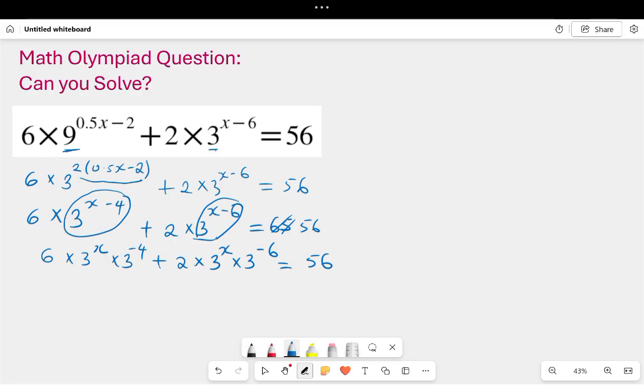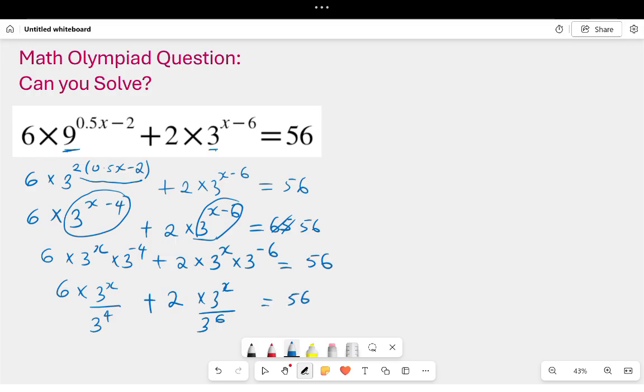All right. So this can be written as 6 times 3 to power x divided by 3 to power 4, because it's a negative power, which means it's a reciprocal, and therefore we can write 3 to power negative 4 as 1 over 3 to power 4, then plus 2 times 3 to power x, you divide by 3 to power 6, which is equal to 56.